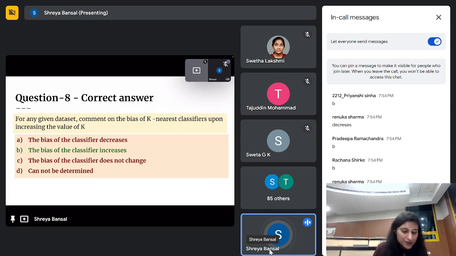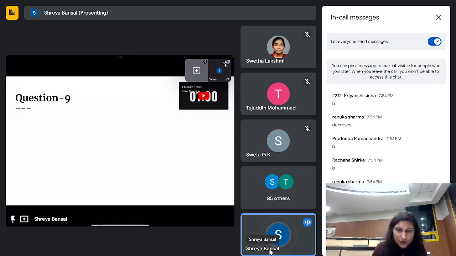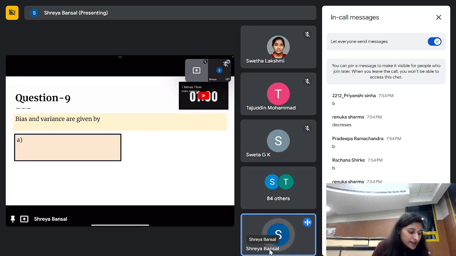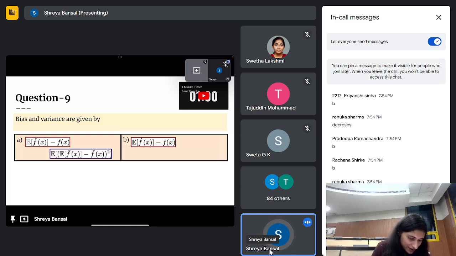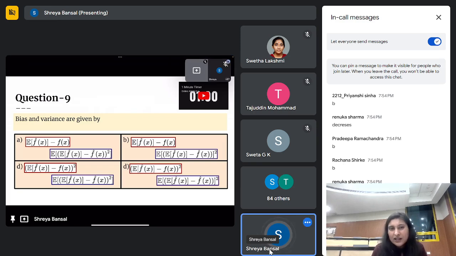Next, ninth question. The ninth question is also similar actually. Bias and variance are given by these equations. This is actually the last question, because the 10th question is very simple. So, can anyone let me know what this E here represents?